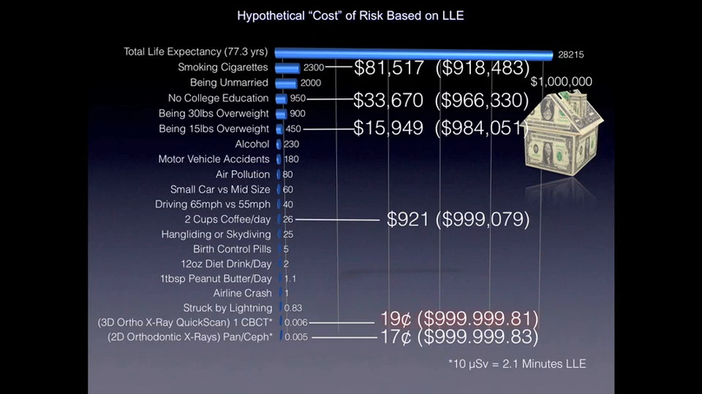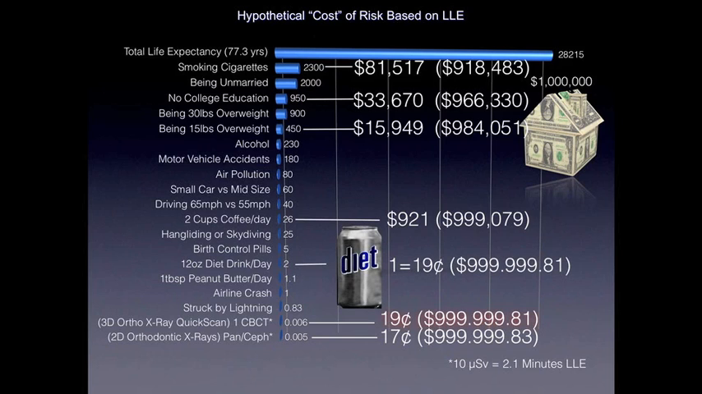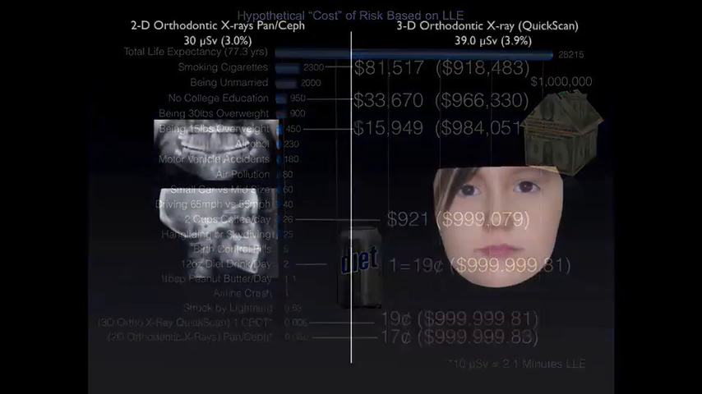And if we look at it in perspective of our daily risks, incidentally, a can of diet soda is also associated with 19 cents of risk. So when we look at it in perspective of something like drinking a diet soda, it becomes a little bit more clear how low a risk we're actually talking about.